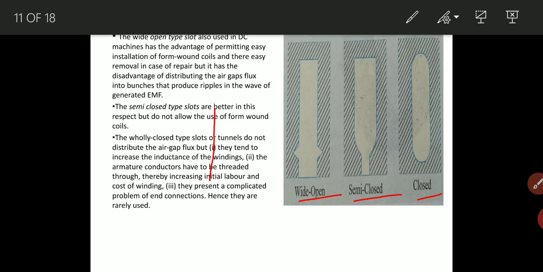Then second, the semi-closed type slots are better in this respect but do not allow the use of form wound coils. And the third one, the closed type slots or tunnels, do not distribute the air gap flux. It is the fully closed one. Due to this construction, they increase the inductance of the winding. The armature conductors have to be threaded through, thereby increasing the initial labor and cost of winding.